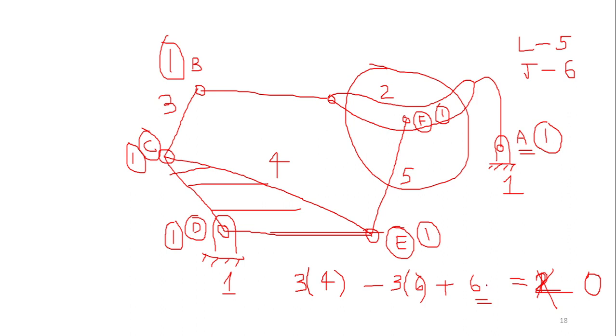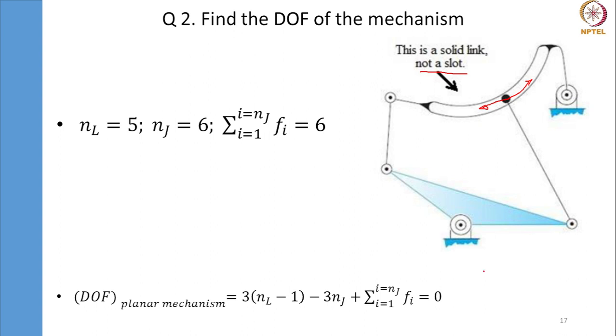Okay, sir. Sir, if at the joint B there is a cam and shaft connection, then what is the fi?